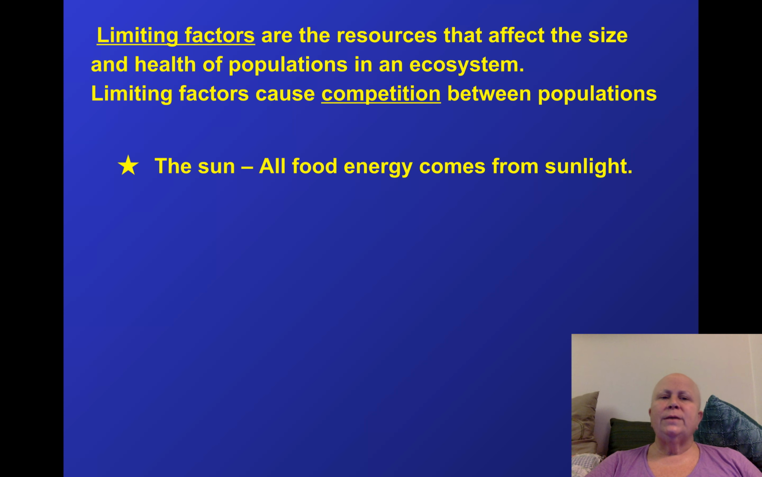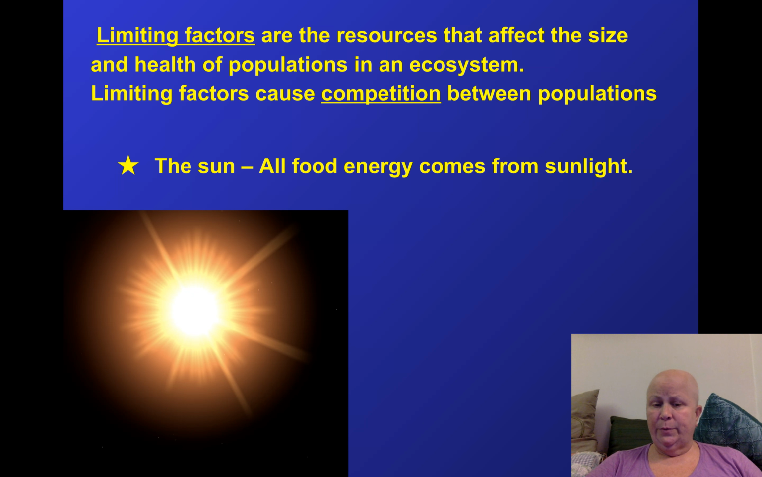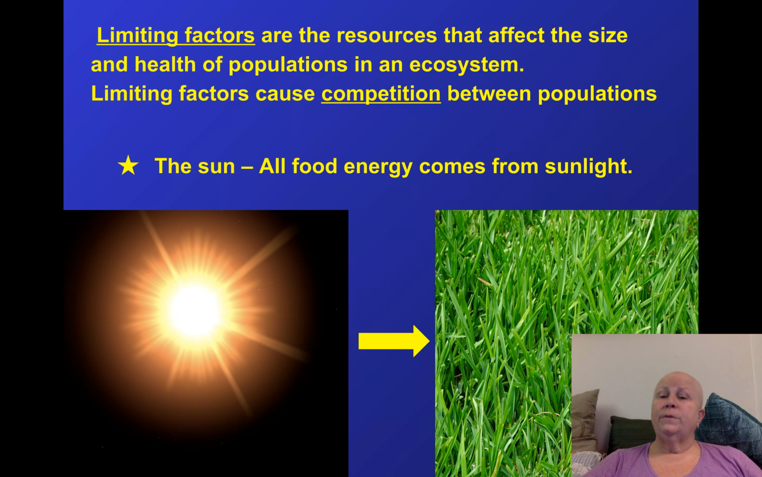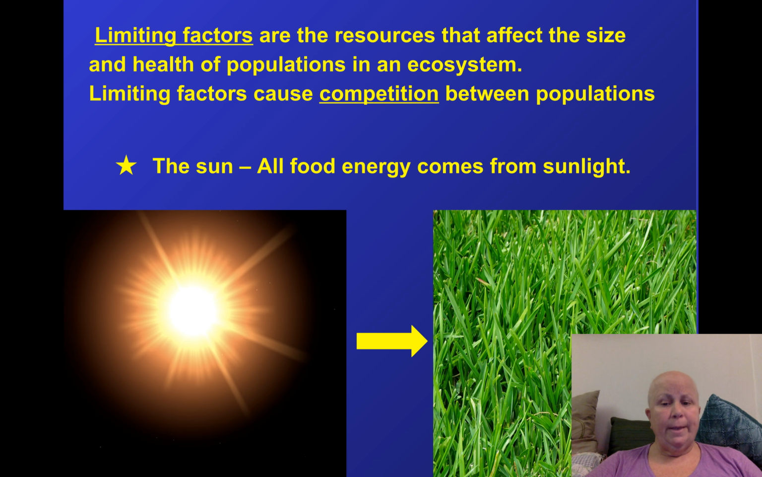Okay, so let's start with the sun. Now, not all limiting factors are abiotic. They may be biotic as well, and we'll look at some of both. So the sun, we know from our study of photosynthesis that all food energy comes from sunlight. It originates with the sun. So plants, through the process of photosynthesis, are able to produce chemical energy using the radiant energy from the sun.